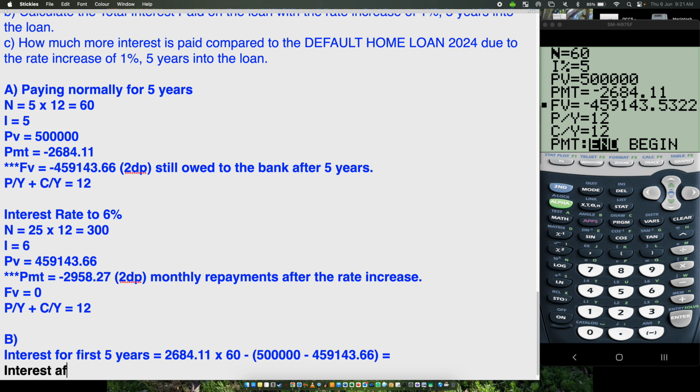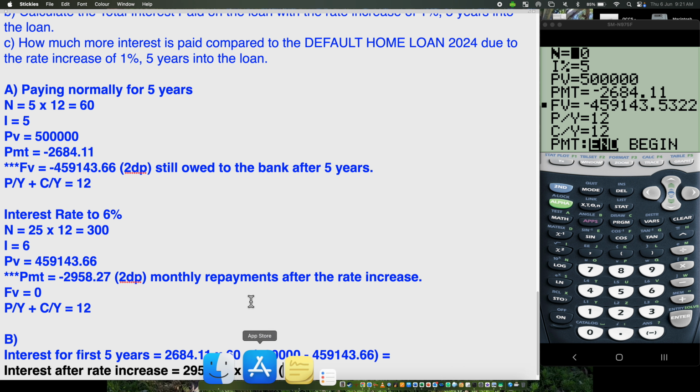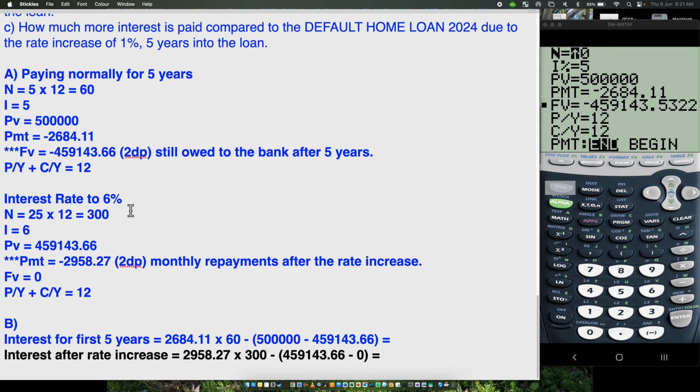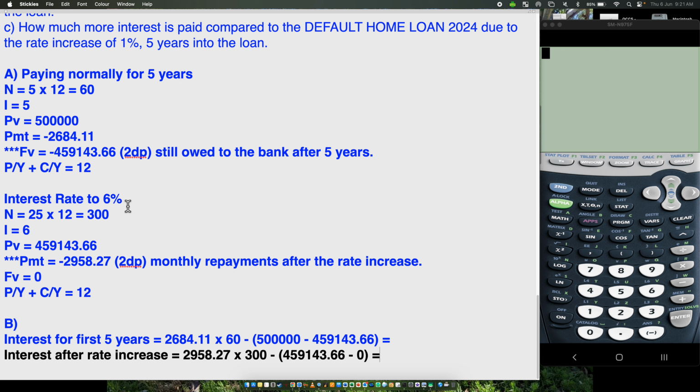And interest after rate increase equals. How many payments were there after the rate increase? 300 payments of, is it still 2684? No, my payments went higher, $2,958.27 times by 300 payments of that, take away. Is it still going to be 500 grand that I start here? No, my debt started at 459 and then it went down to 0. So 459,143.66, take away nothing. That's the full working out. So I'll quit out of this. You can copy down while I get the answers myself.